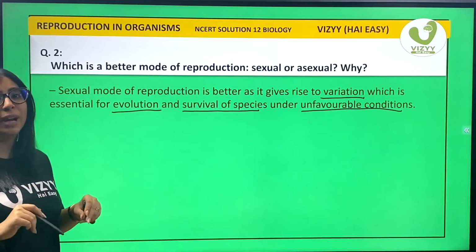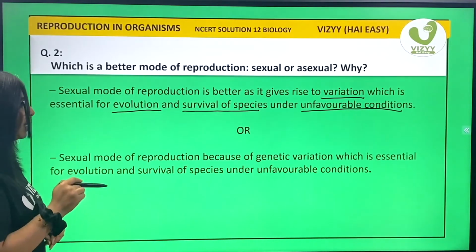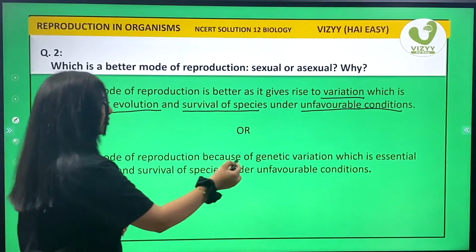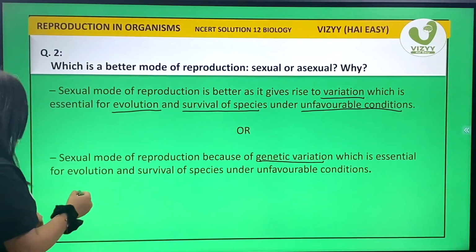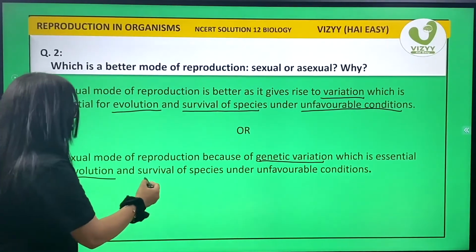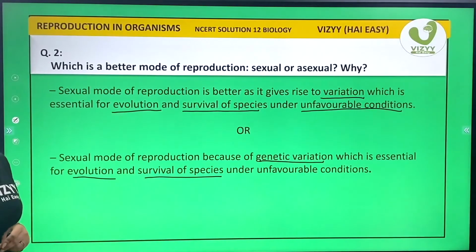Kids, you can also write this as: sexual mode of reproduction because of genetic variation, which is essential for evolution and survival of species under unfavorable conditions.